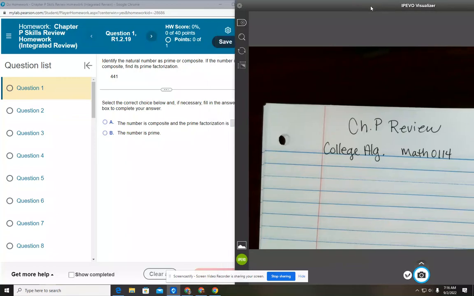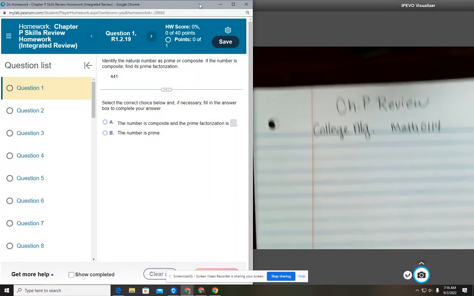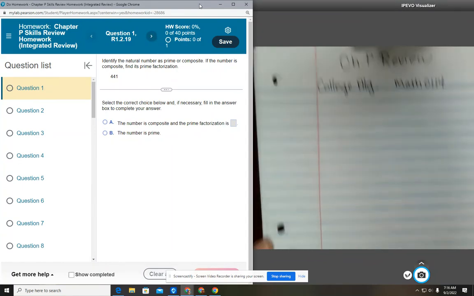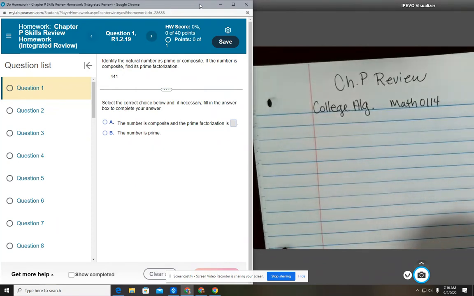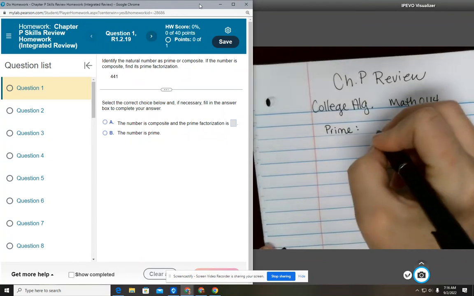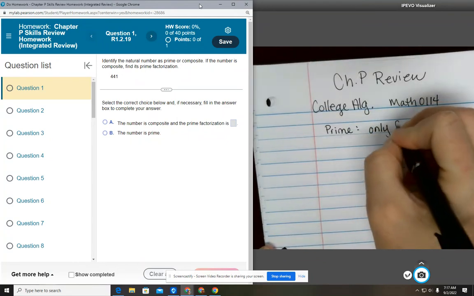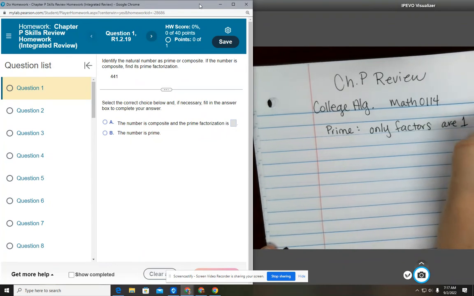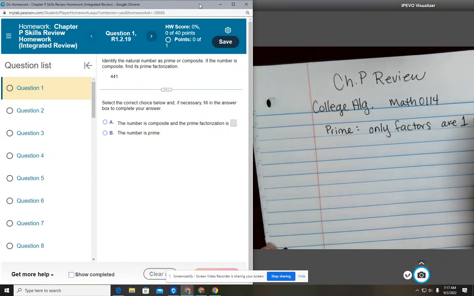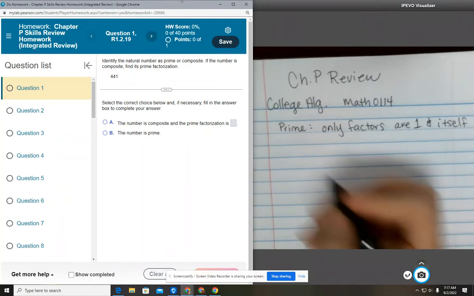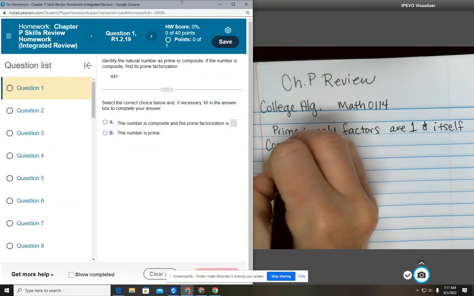All right, let's look at our chapter P review. So we have identify natural number as prime and composite. Prime means that the only things that divide it are 1 and itself. So only factors are 1 and itself. That's what prime means. So composite is the opposite of that.